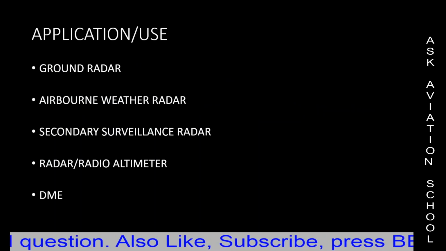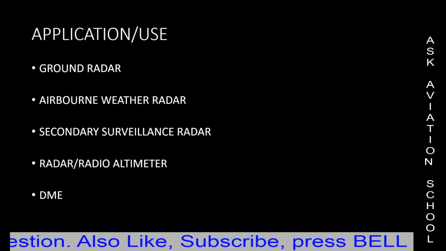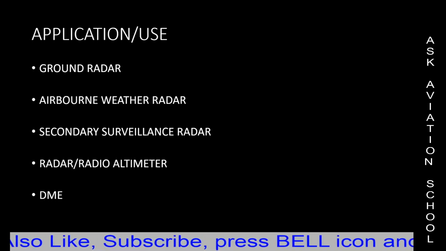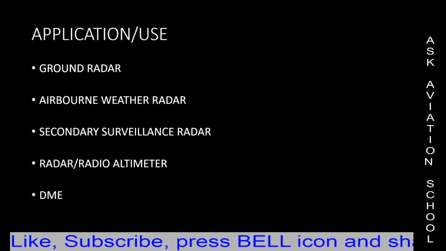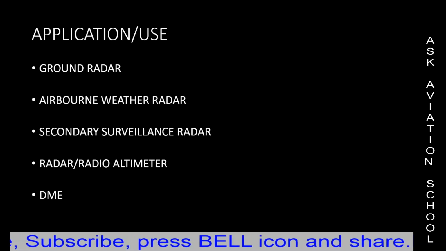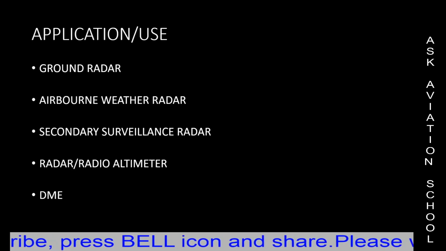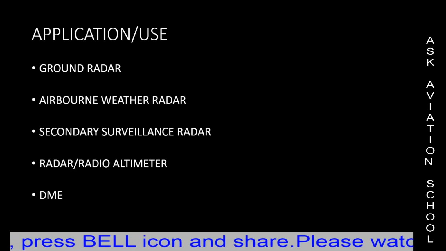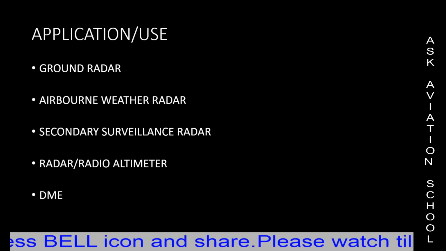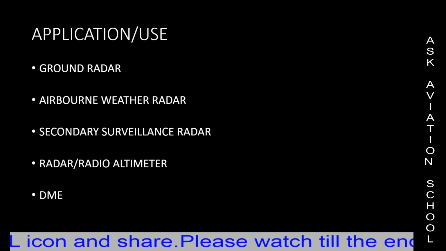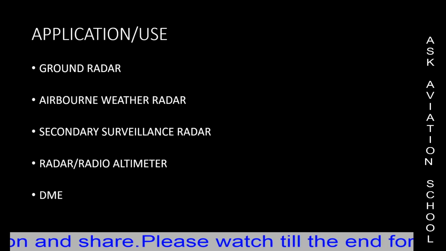The applications of this primary radar, which we have talked about, are the ground radar, airborne weather radar to detect the weather, and secondary surveillance radar. We will talk about the secondary surveillance radar in subsequent classes. It can also be used for the radio altimeter or radar altimeter, and for the distance measuring equipment, which we call DME.